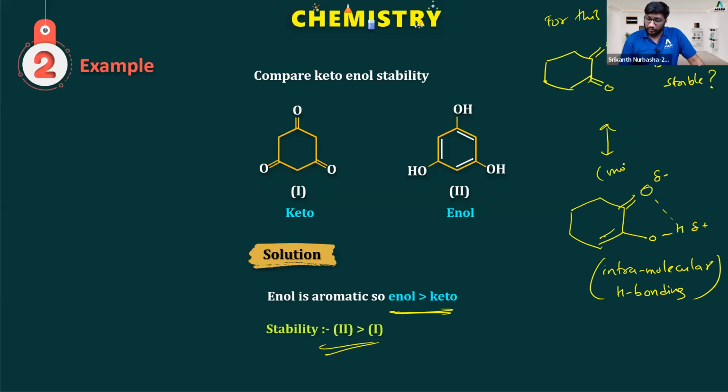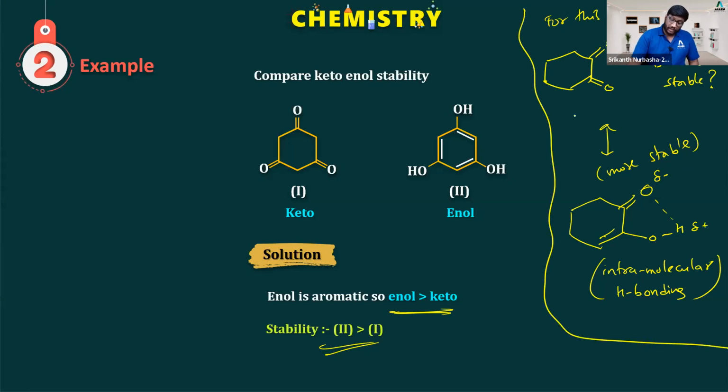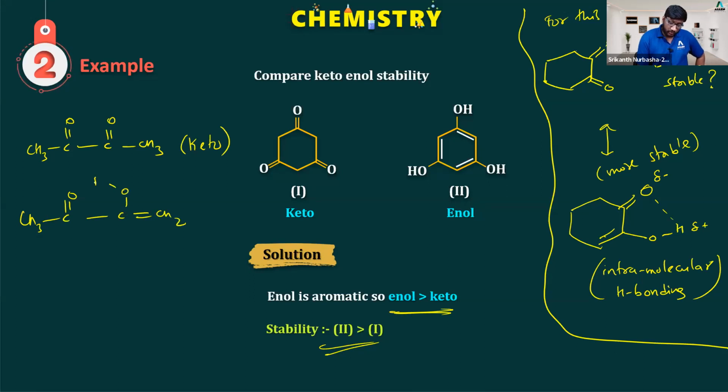Okay, more stable. So whenever you have two C double bond O groups on adjacent carbon atoms, intramolecular hydrogen bonding is possible. Because of intramolecular hydrogen bonding, the respective enol form is more stabilized. What about this case now? CH3, C double bond O, C double bond O, CH3. This is the keto form. CH3, C double bond O, C double bond CH2, COH. This is the enol form. Which is more stable?